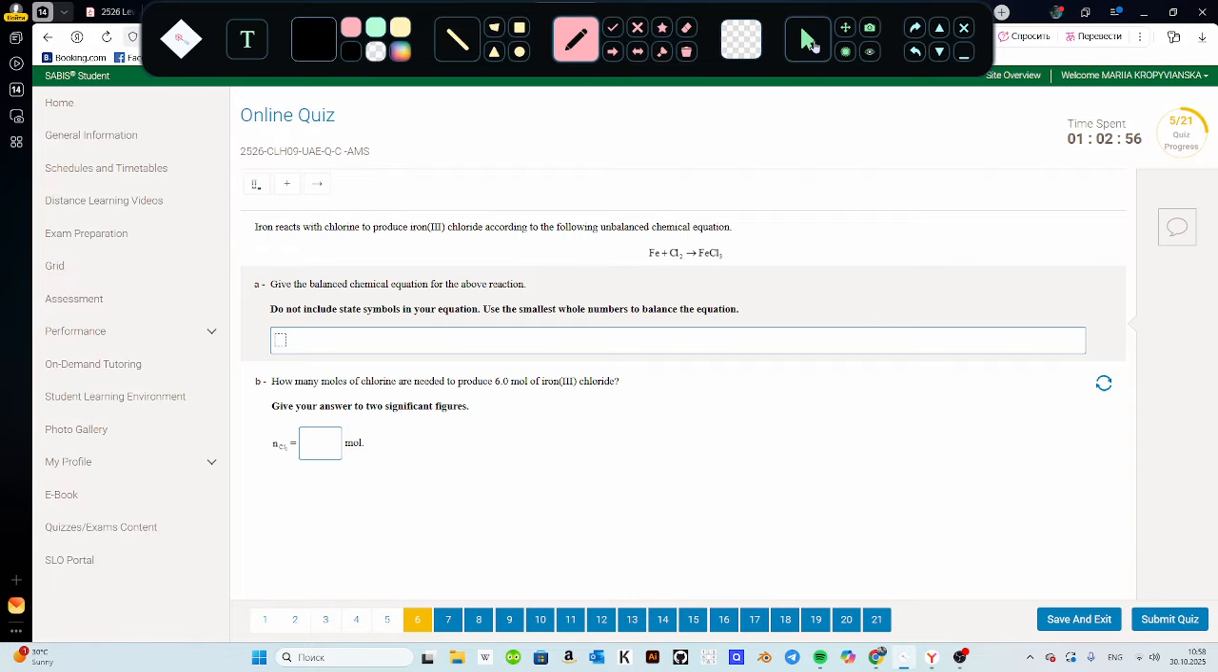Now, we need to write a balanced chemical equation for the above reaction. So let's write the unbalanced chemical equation, so it's going to be easier for us to understand what we are missing.